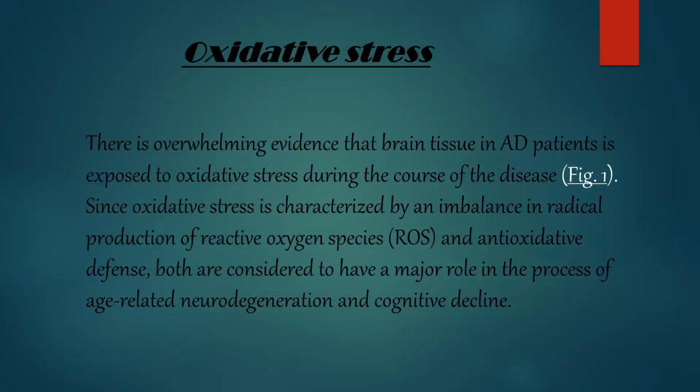Oxidative stress. There is overwhelming evidence that the brain tissue in AD patients is exposed to oxidative stress during the course of the disease. Since oxidative stress is characterized by an imbalance between the production of reactive oxygen species and antioxidative defense, both are considered to have a major role in the process of age-related neurodegeneration and cognitive decline.